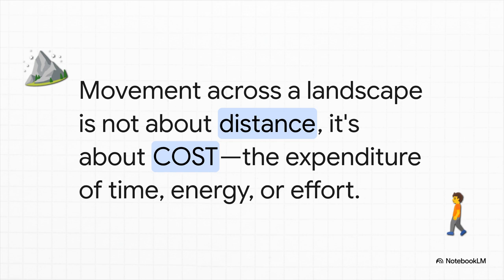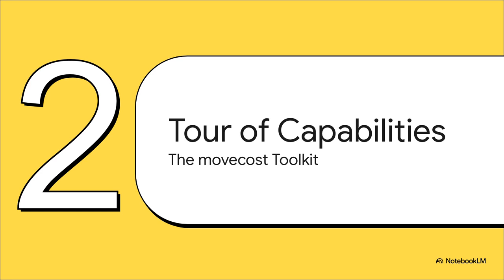It could be time, it could be metabolic energy, it could even be just abstract effort. Think about it. Climbing a really steep hill has a much higher cost than walking on a flat path, even if the distance is exactly the same. This one concept is the heart and soul of movecost. So, let's see how this one core concept builds out into a truly impressive toolkit.